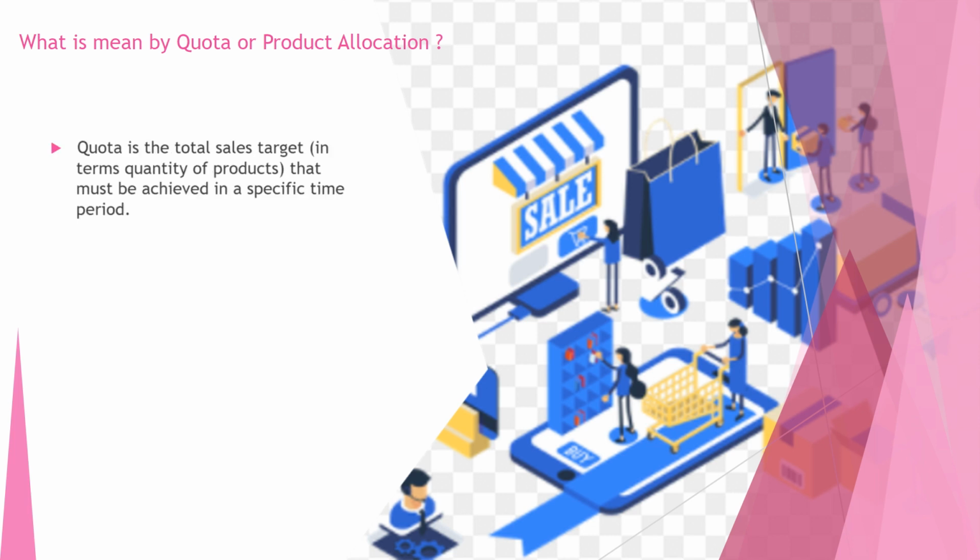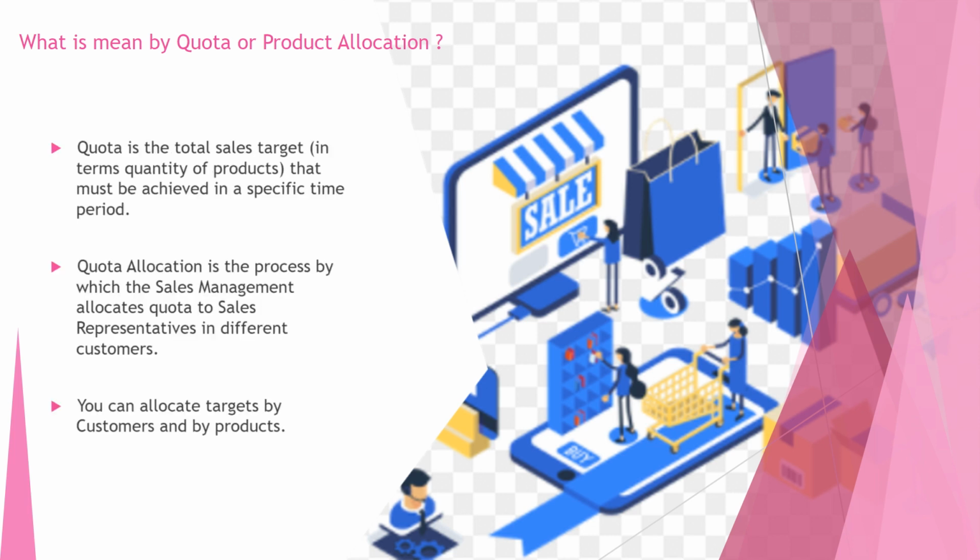What is meant by quota or product allocation? Quota is the total sales target, in terms of quantity of products, that must be achieved in a specific time period. Quota allocation is the process by which the sales management allocates quota to sales representatives in different customers. You can allocate targets by customers and by products.